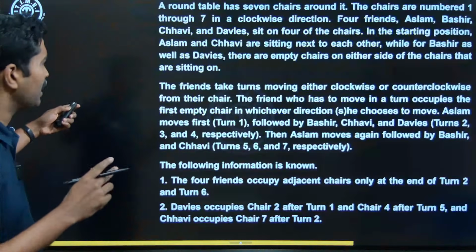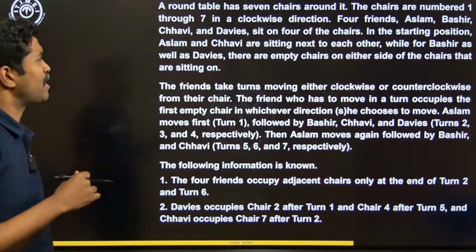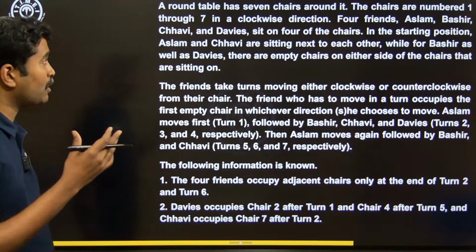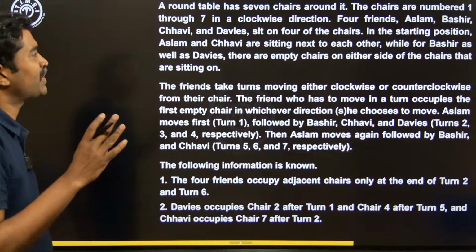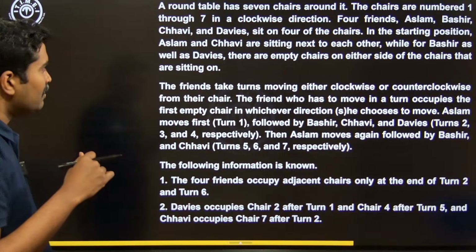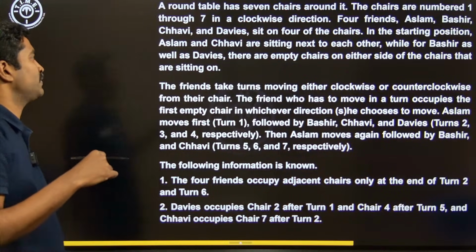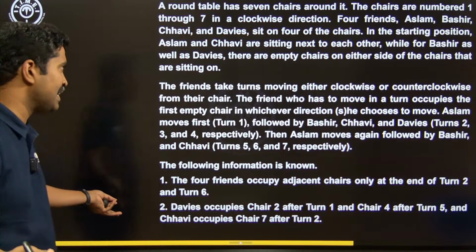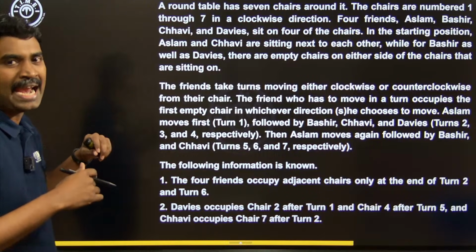One last set, I would like to take a look at it before. A round table has 7 chairs around it. The chairs are numbered 1 through 7 in a clockwise direction. Okay, circular arrangement question. 4 friends A, B, C, D sit on 4 of the chairs. All right, 7 chairs, only 4 friends sitting. In the starting position, A and C are sitting next to each other, while for B as well as D, there are empty chairs on either side of their chairs. Meaning B has 1 empty chair to his right, 1 to his left. Same with D. So right, that's 2 people and 3 chairs gone, 3 or 4 chairs. The remaining chairs are occupied by A and C.